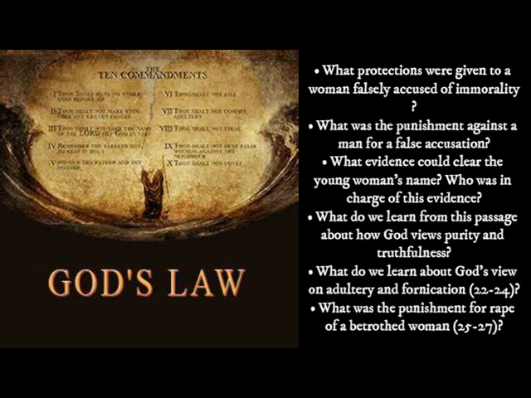What protections were given to a woman falsely accused of immorality? What was the punishment against a man for a false accusation? What evidence could clear the young woman's name? Who was in charge of this evidence? What do we learn from this passage about how God views purity and truthfulness? What do we learn about God's view on adultery and fornication?